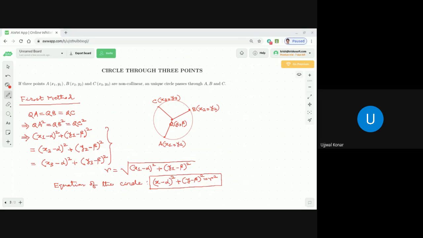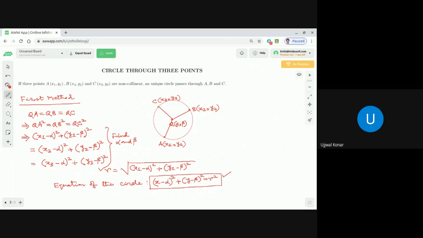And after that, the moment we find the values of alpha and beta, we can find the value of the radius, that is r. Let me write it down here. So find alpha and beta by solving this relationship. After that, the moment you find alpha and beta, you know the values of x1 and y1, so you can find r. The moment you know alpha and beta, that is the coordinates of the center, and the radius r, it is very easy to find the equation of the circle, that is x minus alpha whole square plus y minus beta whole square equal to r square. This is the first method, dear students.